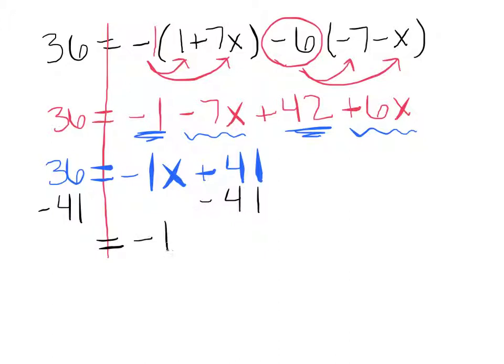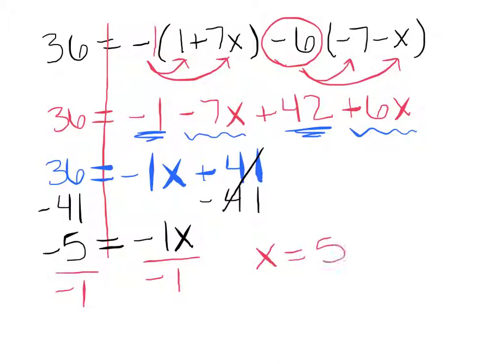Alright, so negative 1x stays by itself over here because these cancel each other out and make 0. And then we end up with 36 minus 41. So that's going to give us negative 5. Now it looks like we only have one thing left to do. Let's divide by negative 1 on both sides. And we're going to end up with negative 5 over negative 1, which is just 5. So our final answer is x equals 5.